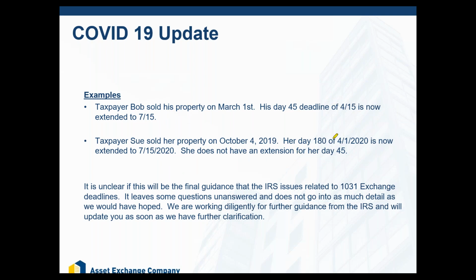All right, but this is what we have right now. Now, the bummer about these rules is they do not really help out someone who's going to close escrow today, because the July 15th, day 45 is the furthest extension you're going to get. So if you close escrow on June 1st, your day 45 is July 15th anyway. So you're not going to get any relief. So these extensions are kind of a bummer.